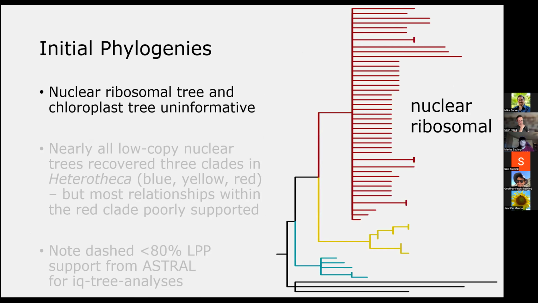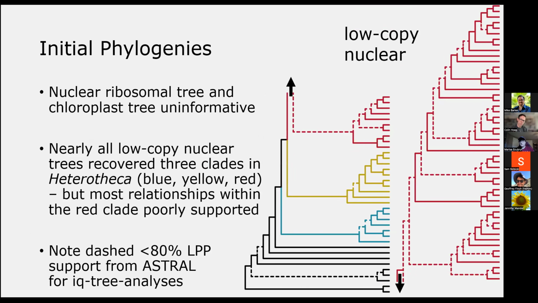The chloroplast data wound up not being terribly informative, but our nuclear ribosomal tree uncovered 3 main clades within Heterotheca. They aren't a one-to-one correspondence to the previous sectional treatments of Heterotheca, so we'll just be calling them blue, yellow, and red for simplicity today. If we look at the low copy nuclear, or on-target, sequences that we recovered, we see these same 3 clades emerge, although I'll note that there's lots of dashed lines, especially in this red clade here, that indicate relatively low or modest support values from ASTRAL, which will be a recurring theme within this red clade here.